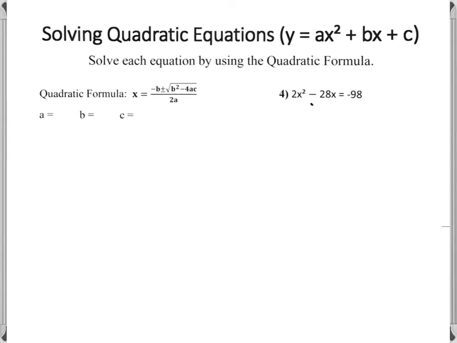Question 4, we've got 2x squared minus 28x equals negative 98. Well, we need to move the 98 in order to solve this, so we should get 2x squared minus 28x plus 98 equals 0. Now we know that our values of a is 2, b is negative 28, and c is 98. Using those values, we're going to plug them into the quadratic formula.